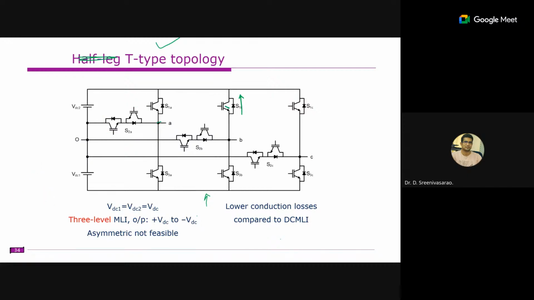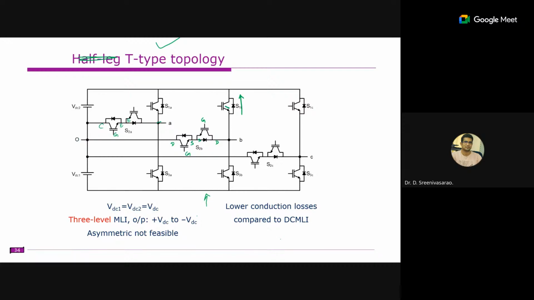So normally if you see this one, this is the common emitter configuration. This is the emitter, right? This one is the collector, emitter and the gate. So this is the common emitter configuration. In the case of MOSFETs, we normally prefer a common source configuration. So if it is a MOSFET, this is the source, and this is the drain, and this is the drain, and this is the gate of the MOSFET.